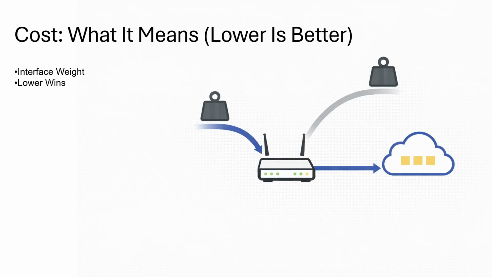In OSPF, every interface has a cost value. Cost represents how expensive it is to send traffic out of that interface in the OSPF logic. OSPF uses cost to choose the best path, and the simplest rule is lower cost is better. Think of cost like a weight. A lower weight path is preferred. We're not doing formulas, just remember that cost is a metric, OSPF compares paths with it, and the lower cost wins.